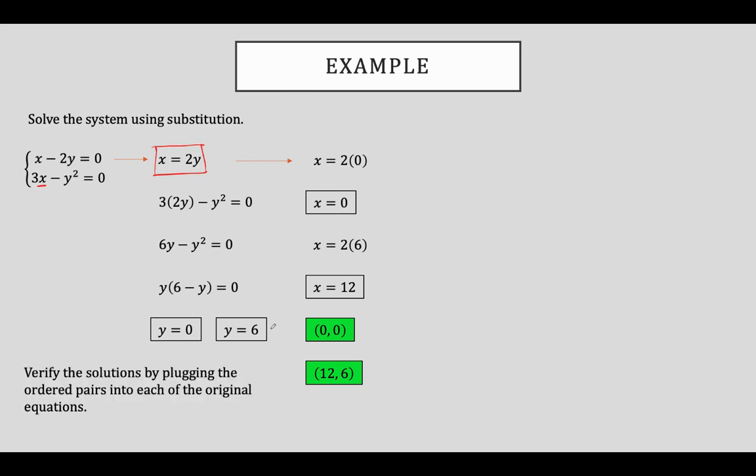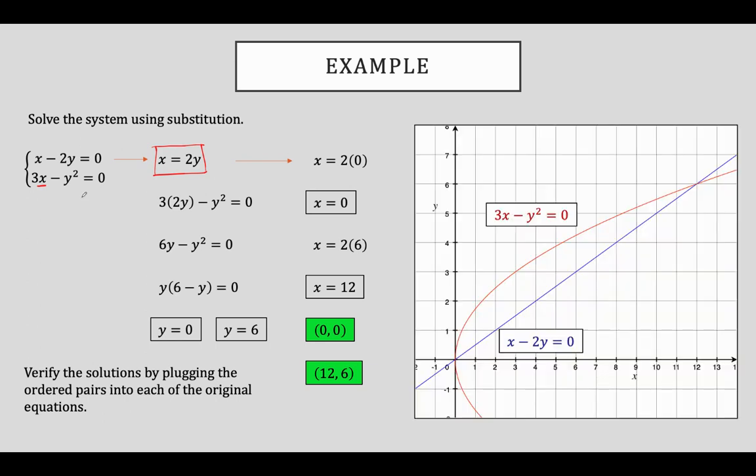And we can verify both of those solutions by plugging the ordered pairs into each of the original equations. And if we plug those values in for x and y, it will make each one of those original equations true. Similarly, if we were to look at this graphically, right, here are the graphs of our two different curves. In this case, I have a sideways parabola and a line. And notice their points of intersection. Where do they intersect? (0, 0) and (12, 6). Those are our solutions. All right, so there you have it, a basic introduction to solving systems of equations using the method of substitution, and also how to verify your work graphically.